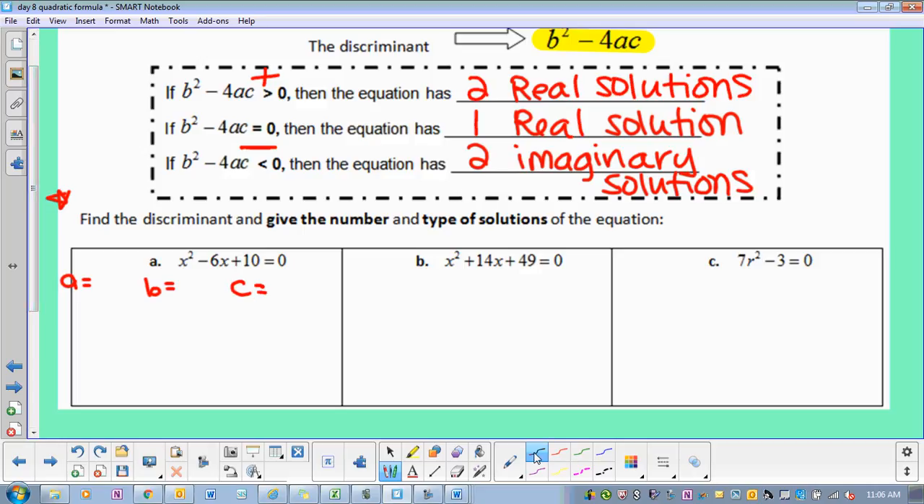Guys, what is a for my example A? x squared. x. 1. Remember, there are no x's for the a, b's, and c's. Like having a 1 there in front of that x squared. What is the b? Negative 6. What is c? 10. So guys, plug in the discriminant. b squared minus 4ac. Let's plug that guy in. b squared minus 4ac. What do you get here?